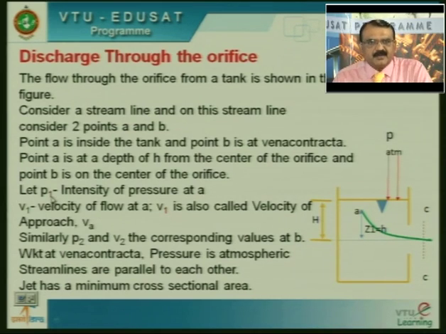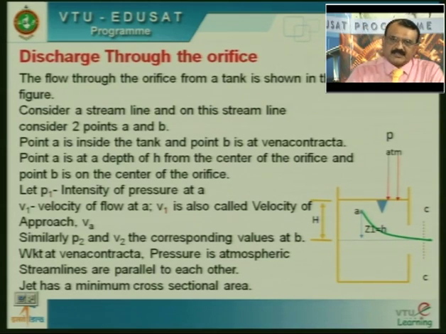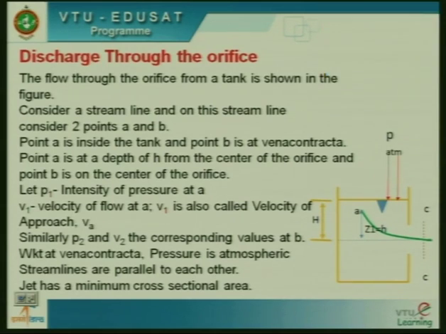Let us define P1 as the intensity of pressure at A, and V1 as the velocity of flow at A. This V1 is also called the velocity of approach. What is this velocity of approach? Velocity of approach is the velocity of the fluid particle at which it approaches the orifice. I repeat, velocity of approach is the velocity at which the fluid particle approaches the orifice or the outlet. For example, if the tank is very small, then there is some velocity V1.